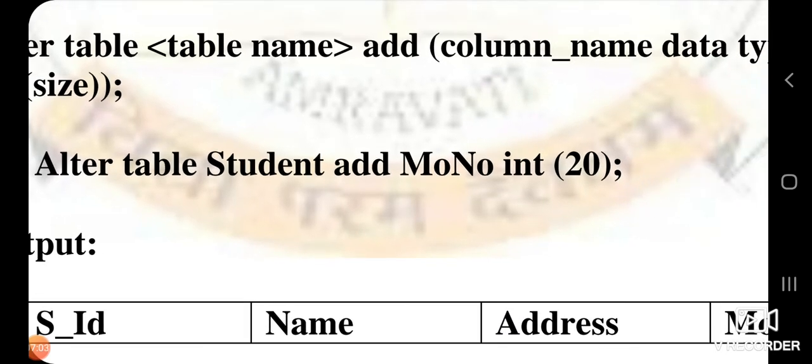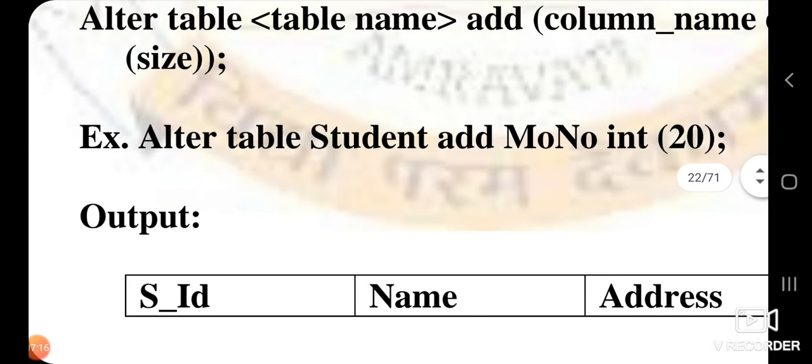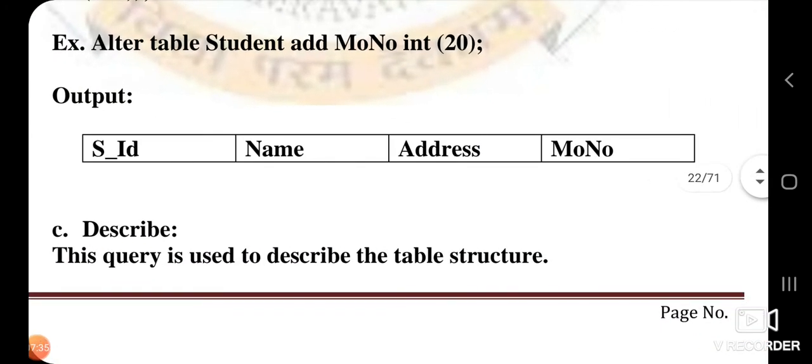And what you are going to do is add MONO integer 20, that is mobile number, integer 20. You have to add one more column, and that column is mobile number. Its data type is integer and the size is 20. So in the previous table student which we have created, we have altered the table. Altering means you can add something, remove something. So you can alter its table, size, format, data type and so on. So what you have done here is added one more column, and that column is mobile number. Now the output will be like this: s_id, name, address and mobile number. This is for the table student.